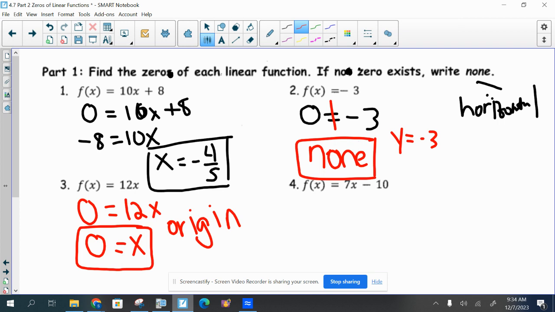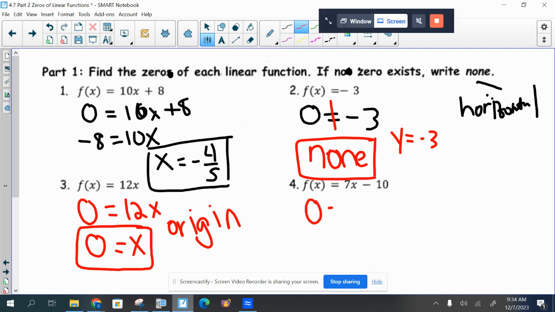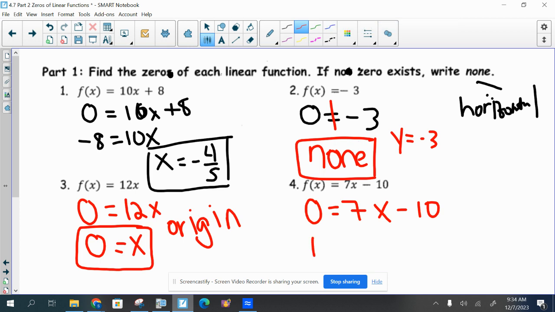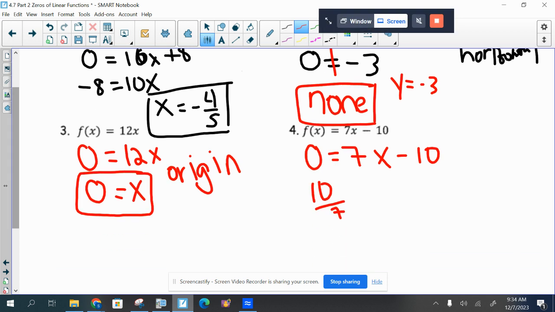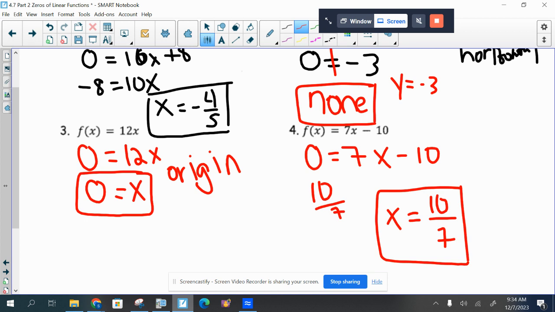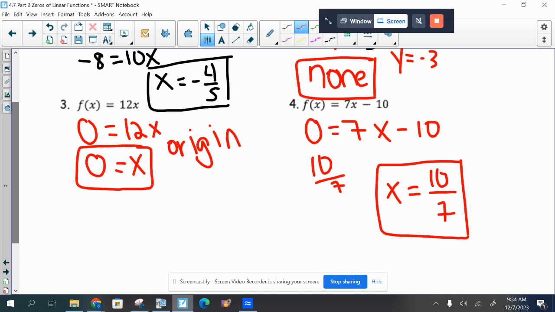And then number 4, same thing. Let's have an x minus 10. Add the 10 over, divide by 7. You can just write it as a fraction, 10/7. And I'll give you a head start on 5 and 6.